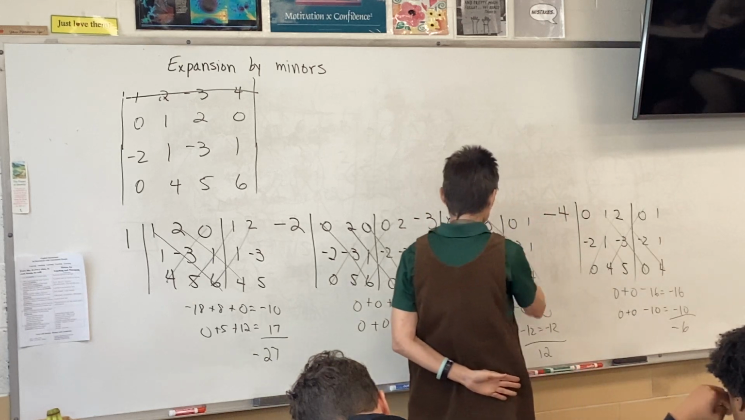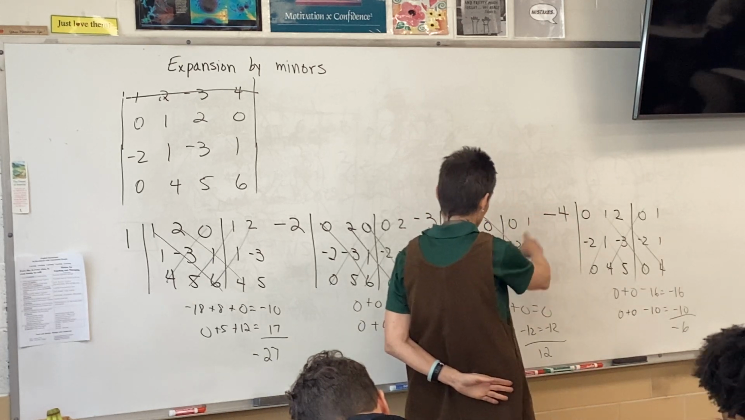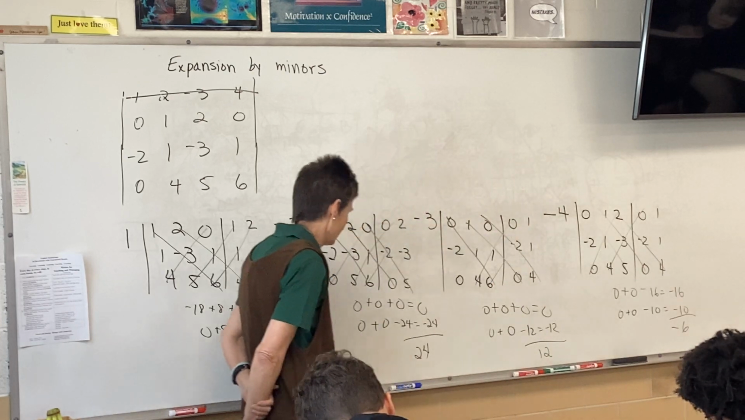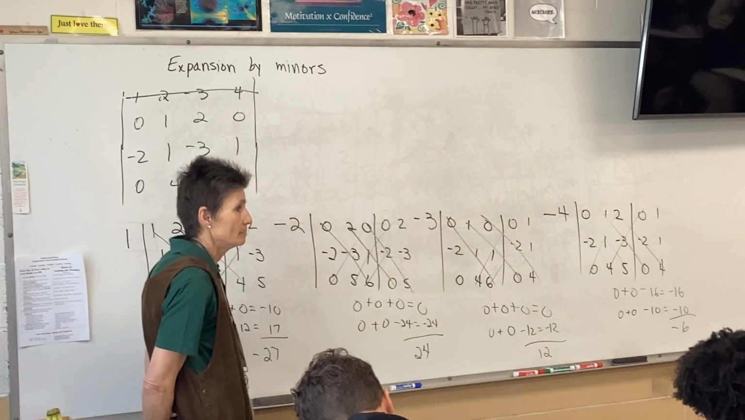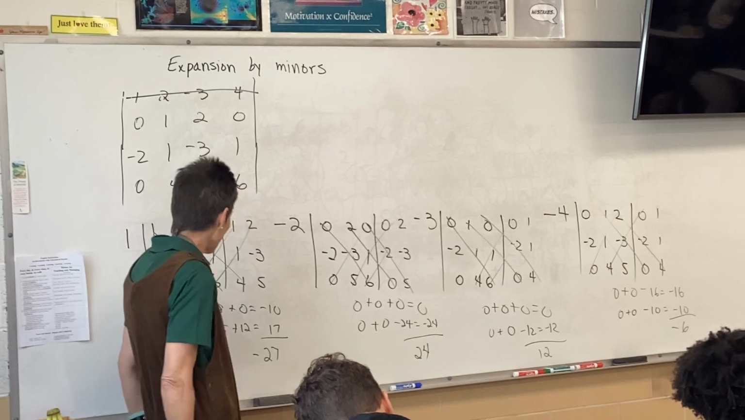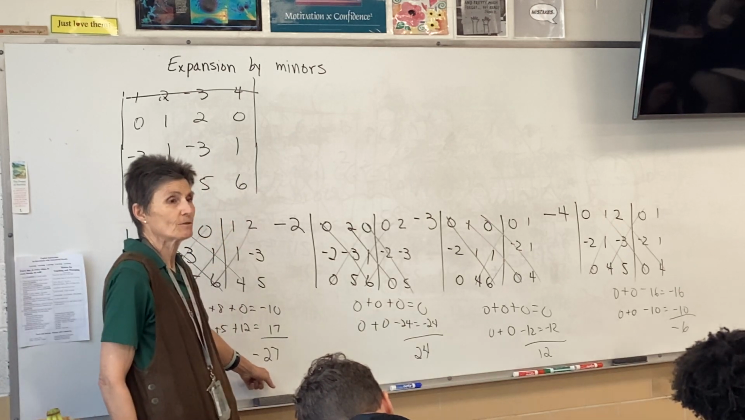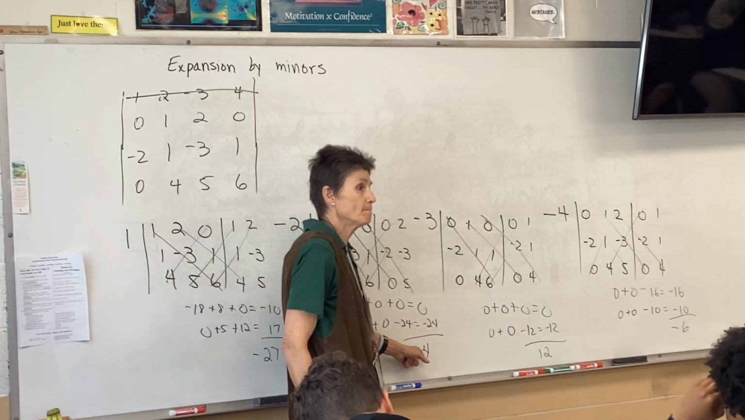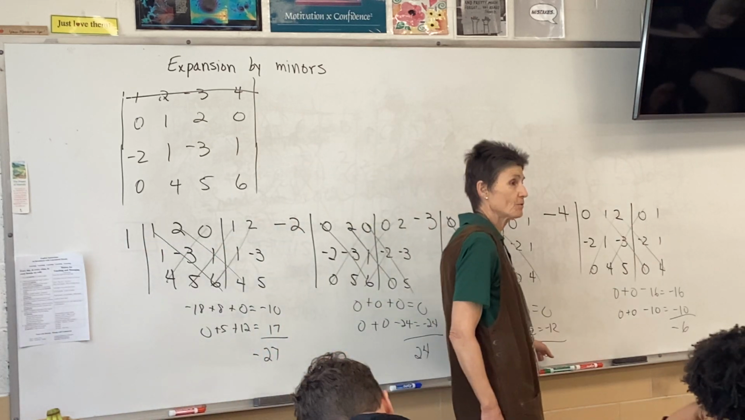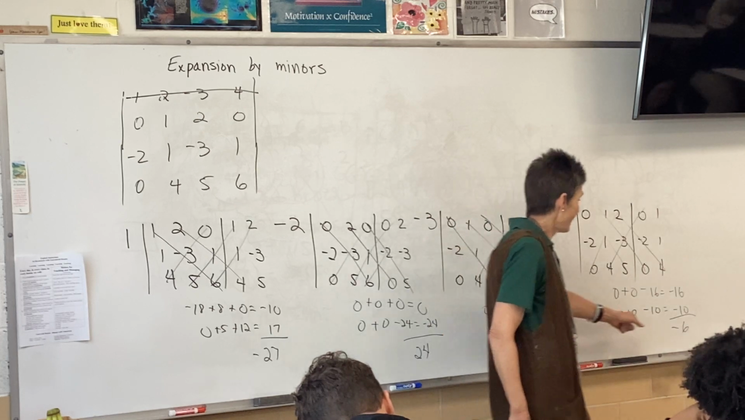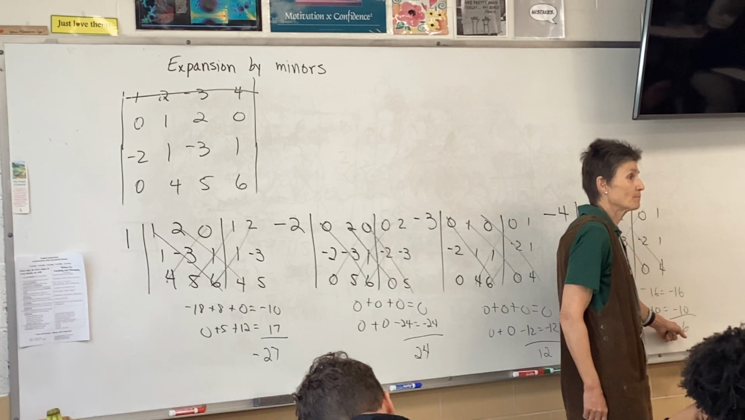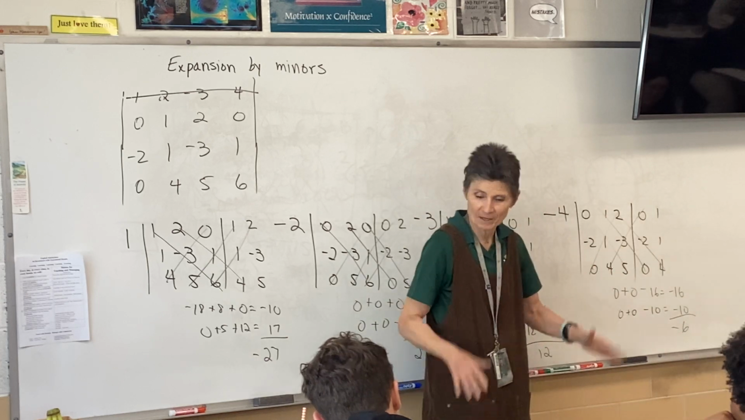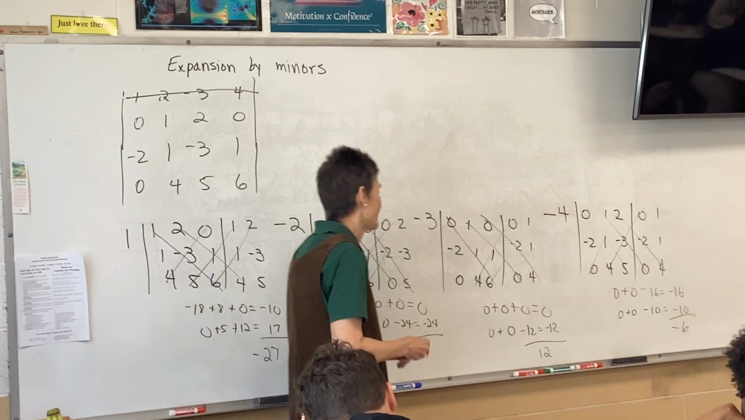I got negative 410. Okay, anybody get negative 27 for the first one? Yes. 24 for the second one? Yeah. 12 for the third one? Yes. And negative 6 for the last one? We're almost done. Except one little multiplication error and the whole thing's blown, so you gotta really, really be careful.